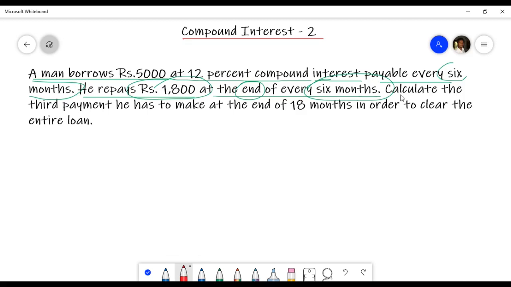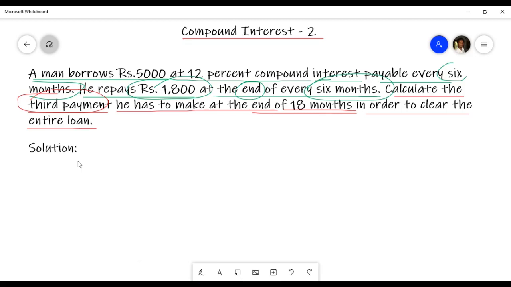What do we have to find? We have to calculate the third payment he has to make at the end of 18 months in order to clear the entire loan. Third payment. Remember, 6 months, 6 threes are 18, right? So here it says calculate the third payment. Let's see how to solve this.